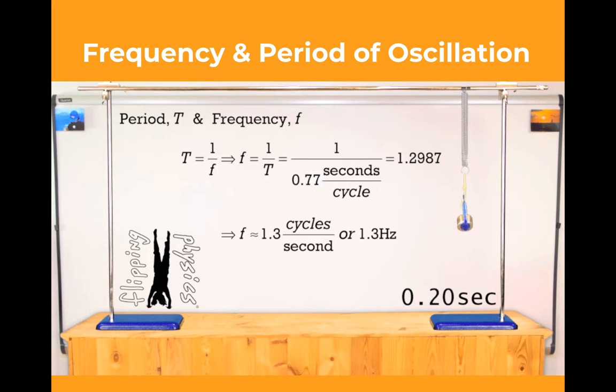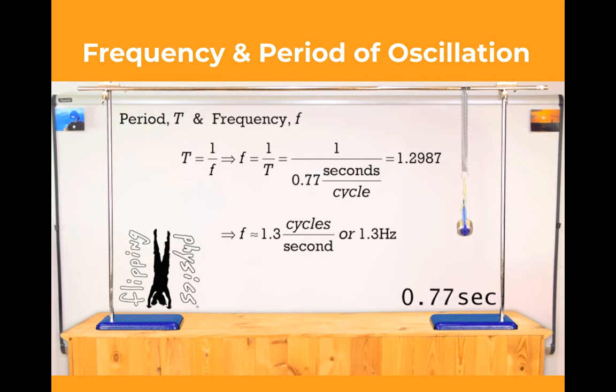To find the frequency, we know that frequency is the inverse of the period. So if we take 1 and we divide it by 0.77 seconds, we get 1.2987, which we can round to 1.3. Our units are cycles per second, or vibrations per second, which is the definition of hertz. So the frequency is 1.3 hertz, which means that it makes 1.3 cycles per second.